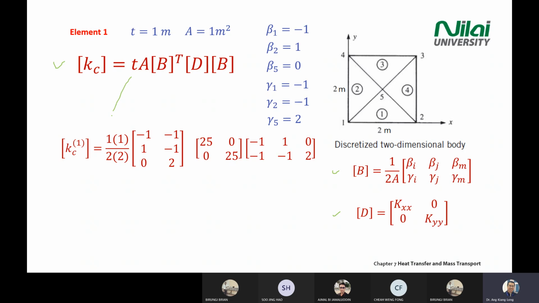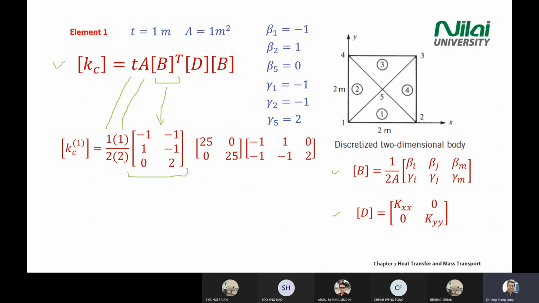T is 1. Area is 1. Okay. B transpose is written in this way, because your B is 1 over 2A, BI, JM, and so on. So you substitute all this, you do the transpose, you get this form.